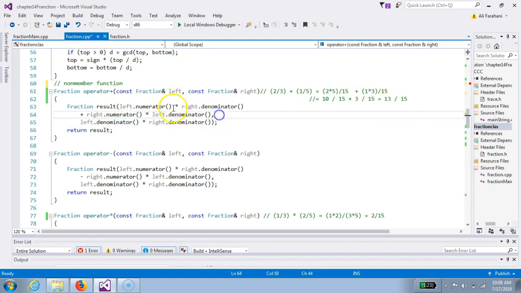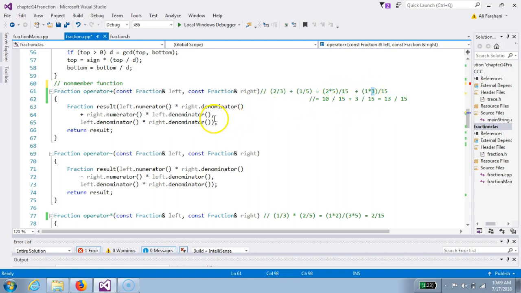Now, what about the numerator, the top of the fraction? Here is the top of the fraction. To create the top of the fraction, you multiply 2 right here, the numerator of the left, by the denominator of the right. You multiply those two, and then add to it the numerator of the right, which is right here, multiplied by the denominator of the left. You add those two and you continue.